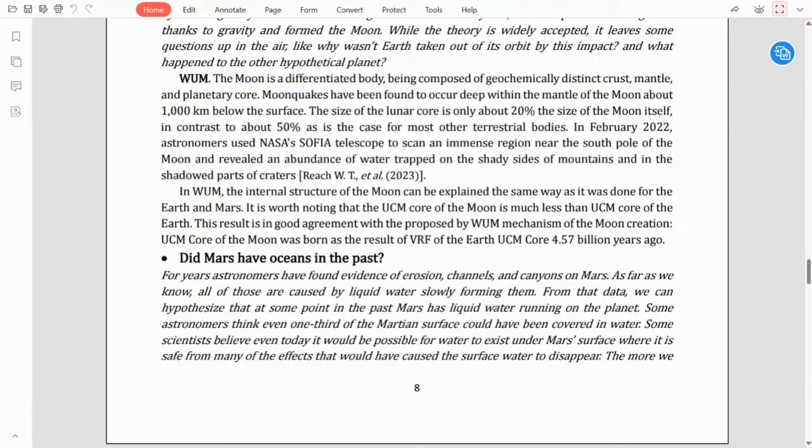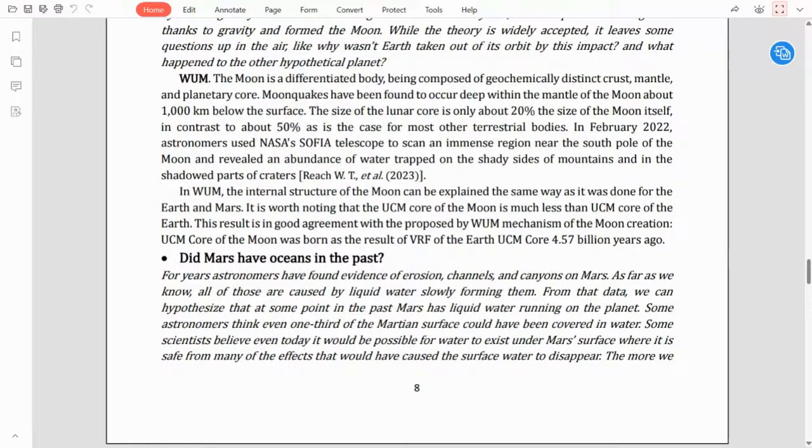In our model, the internal structure of the moon can be explained the same way as it was done for the Earth and Mars. It is worth noting that the UCM core of the moon is much smaller than the UCM core of the Earth. This result is in good agreement with the mechanism of the moon's creation proposed in our model. The UCM core of the moon was born as the result of volcanic rotational fission of the Earth's UCM core 4.57 billion years ago.